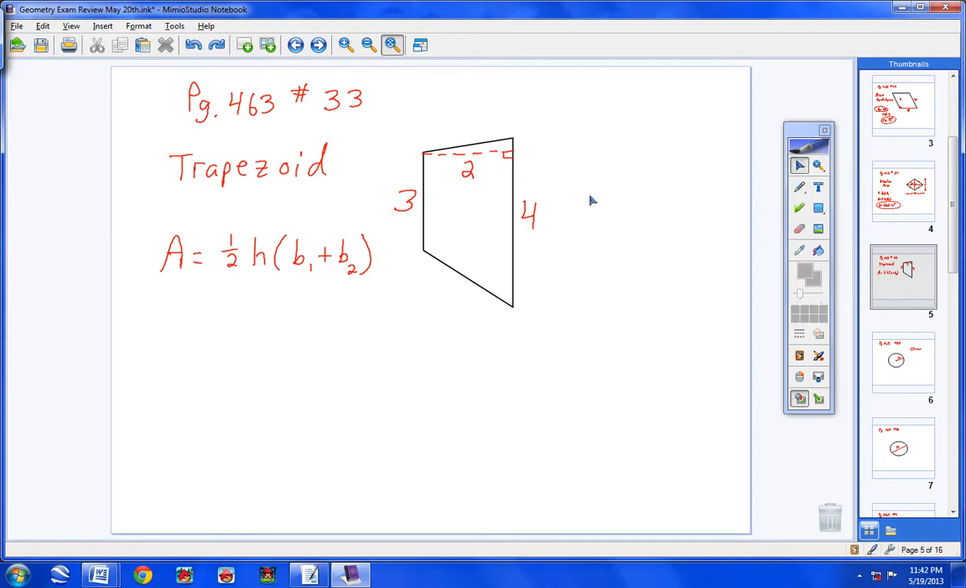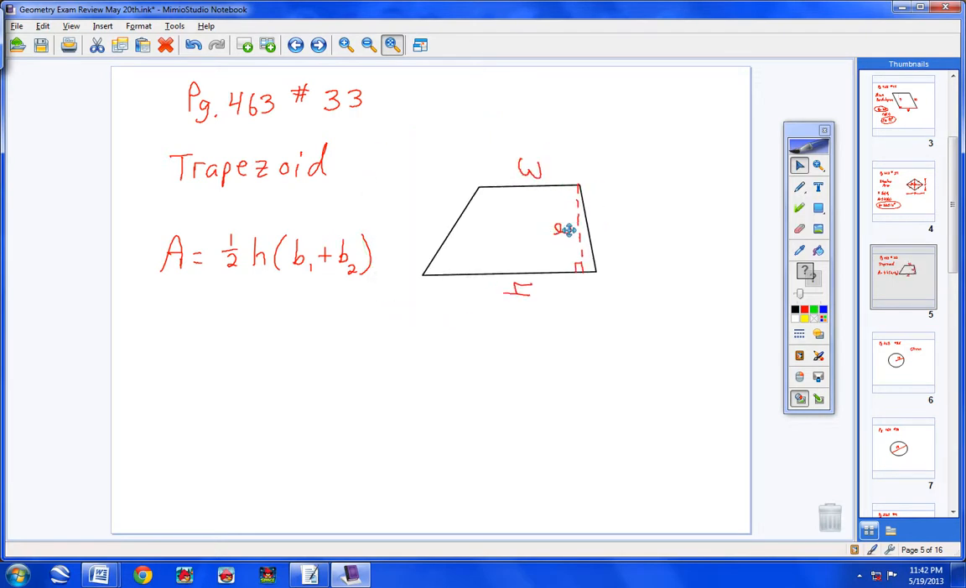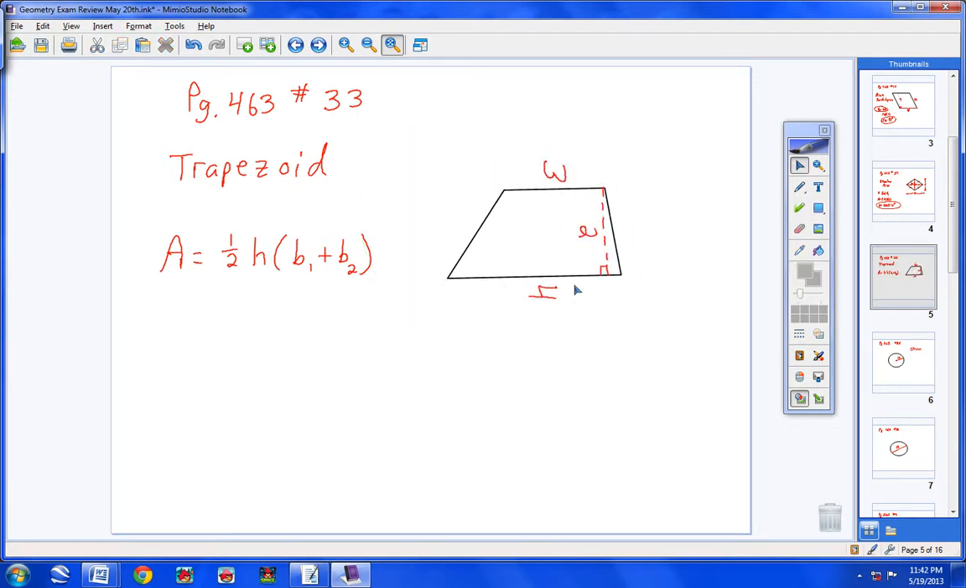Now since we know that, it might be easier to take this thing and turn it. It's up to you. Turn it a little bit, and that way it's kind of easier to see the bases. And this is a 3, obviously, and a 4 and a 2. But anyways, here's how you find the area of a trapezoid.